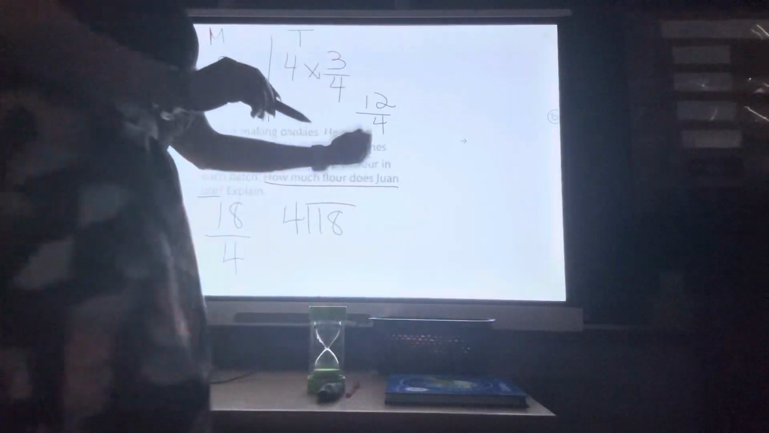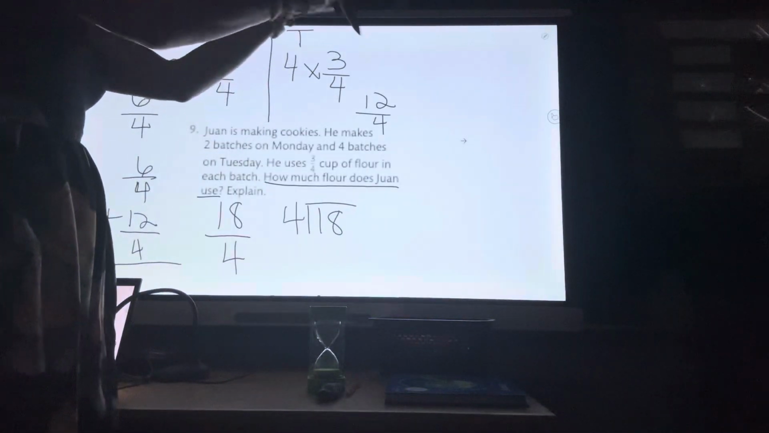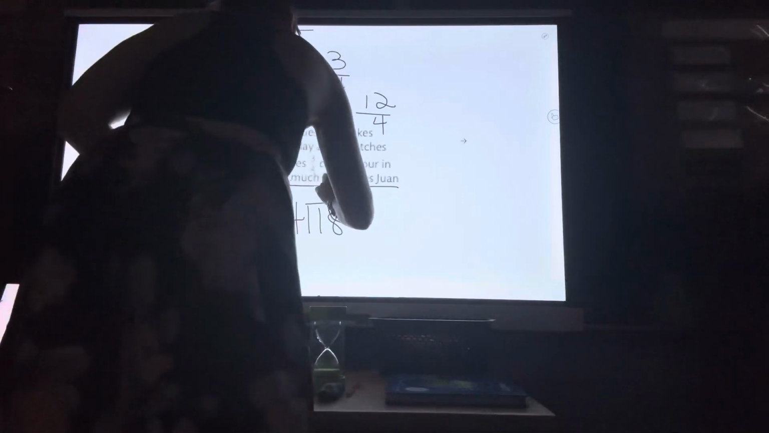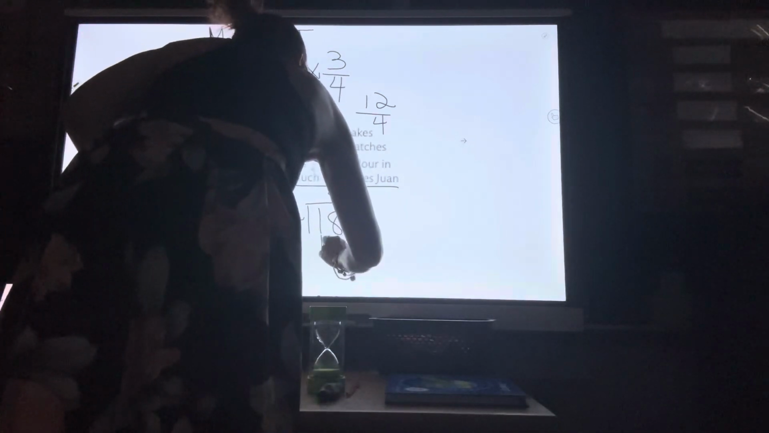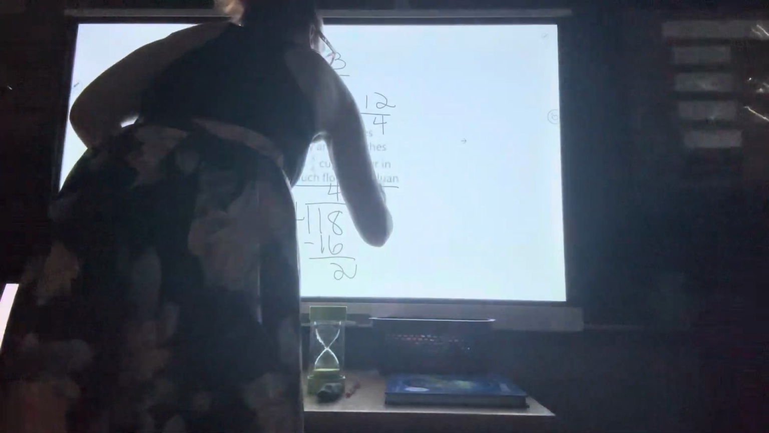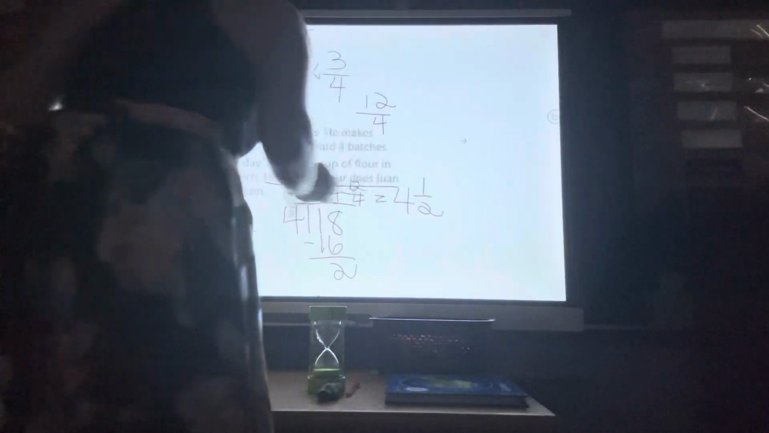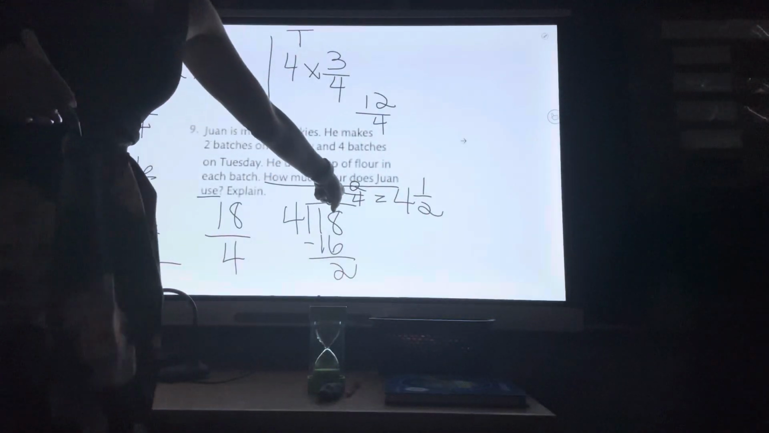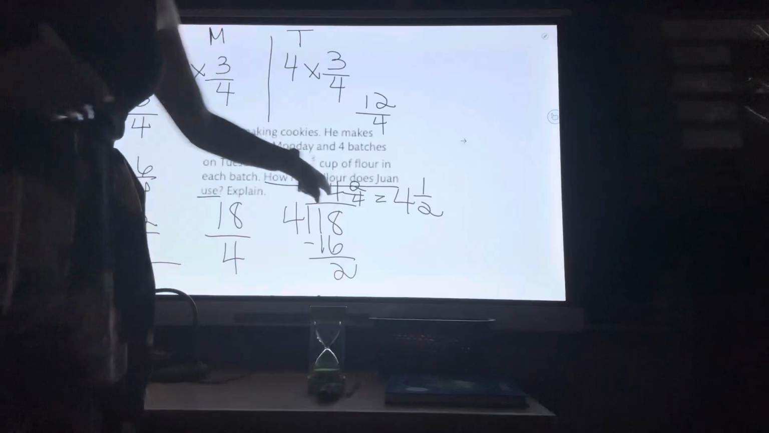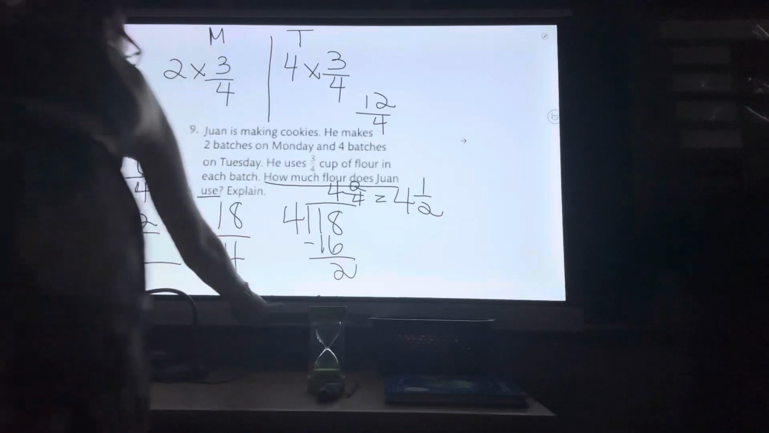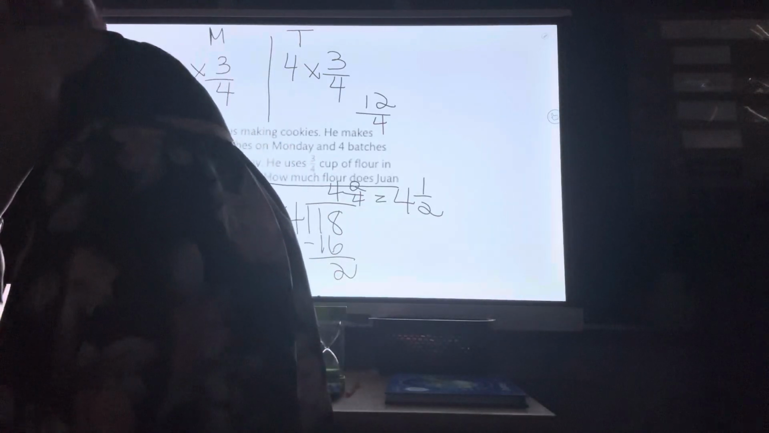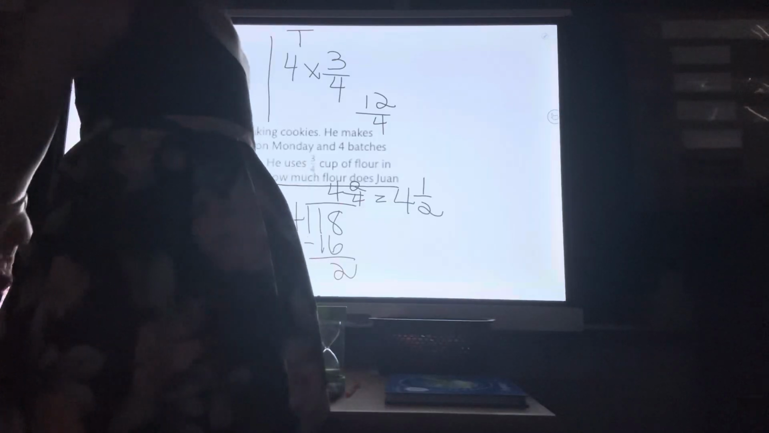Okay? 4, 8, 12, 16, 20. So 4 whole cups of flour and 2/4, or if you simplify it even further, 4.5 cups. If you left it 4 2/4, you would be absolutely correct. Okay, 2 more. We have number 10 and number 11. And we're good to go.